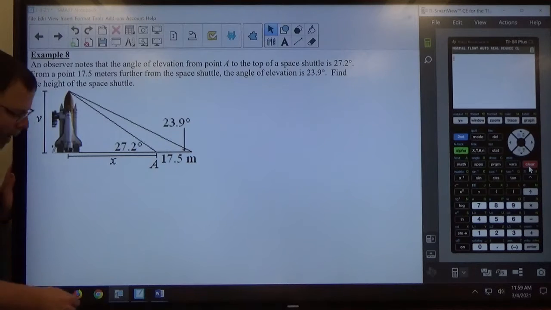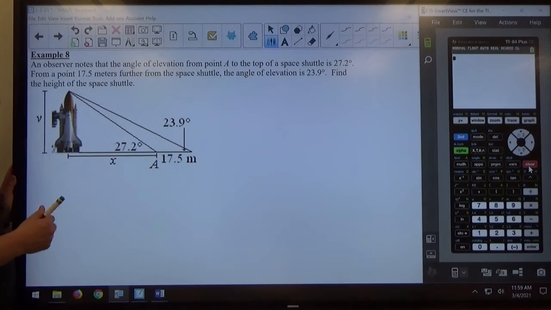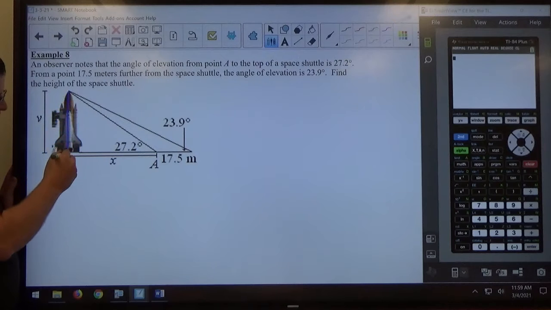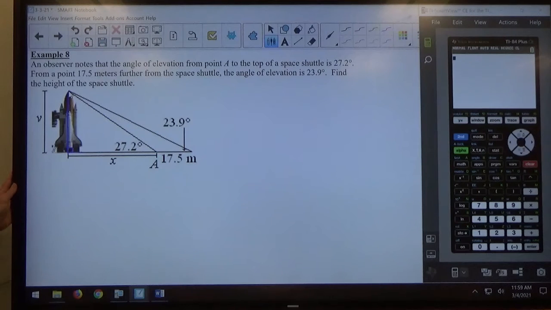So what I want you to recognize out of this picture is that this here to here is a right angle happening right there. When the space shuttle's set up, they have it pointing straight up, and they don't have it tilted. It'll be a bad day.